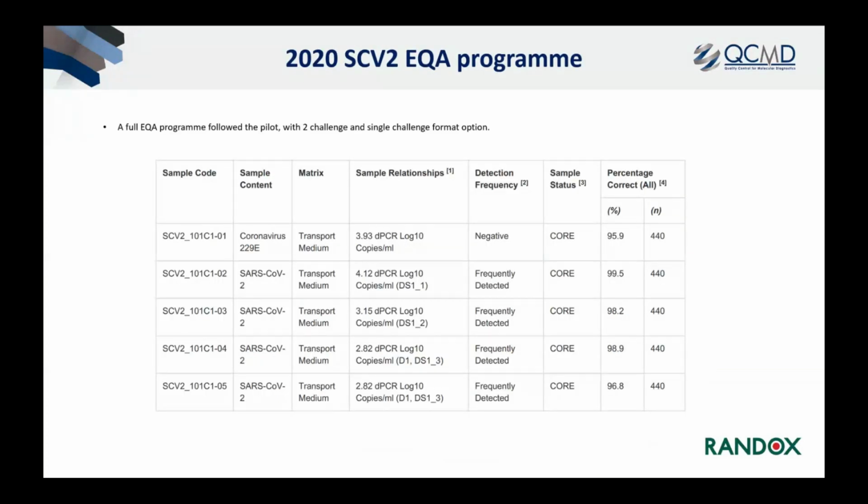So looking past the first pilot, as I said in July, we were able to distribute our full scheme, and the first challenge in July, this was the results returned from the first challenge. We had 400 participants, 400 data sets returned on this first challenge, and as you can see, the performance on the SARS coronavirus samples is good, and there's still this issue around specificity potentially being an issue in some data sets with non-SARS-CoV-2 coronaviruses. So, next slide.